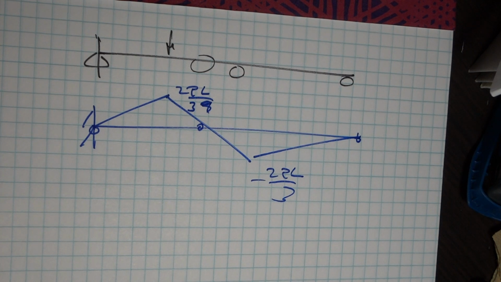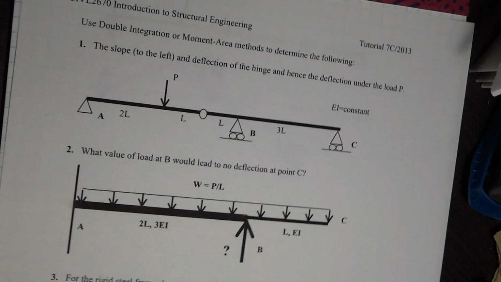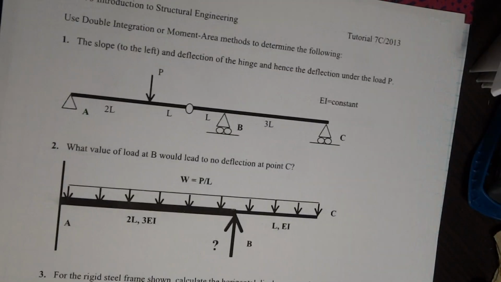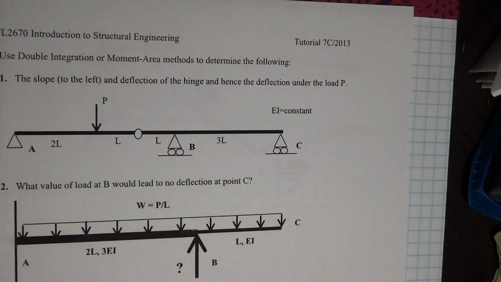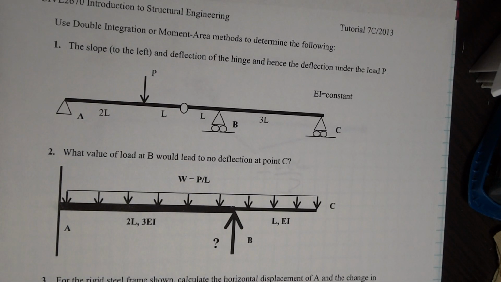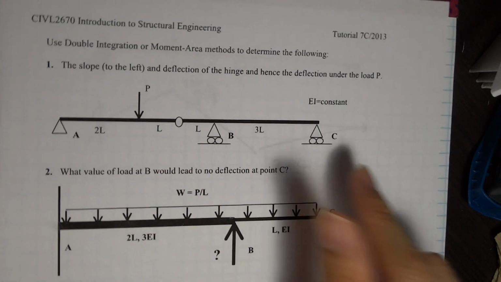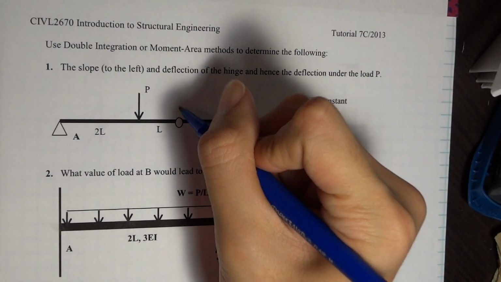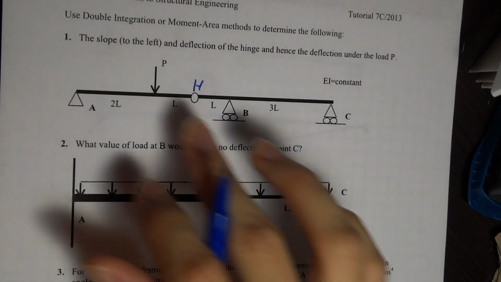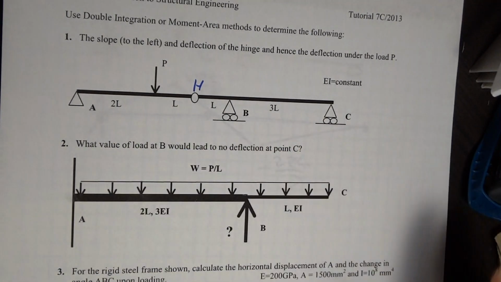So first things first, the question is, where do you start? If I want to use moment area, I have to work with the section that is continuous. I have to work with an area where I have a smooth curve. And the only place where I have a smooth curve, really, is in this segment here. I'm going to call this H. The only smooth segment is in this region here.